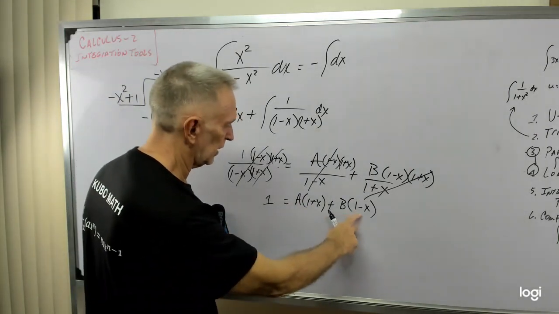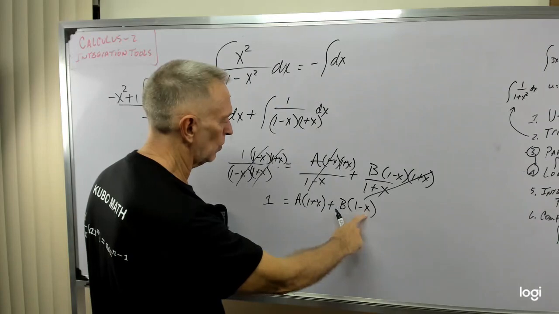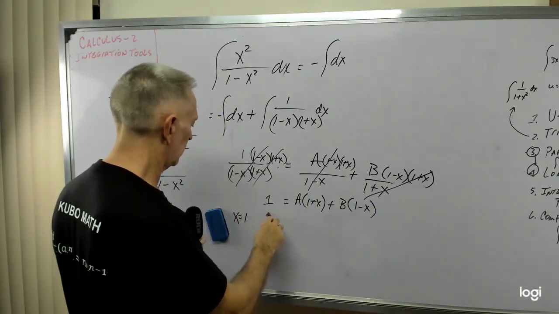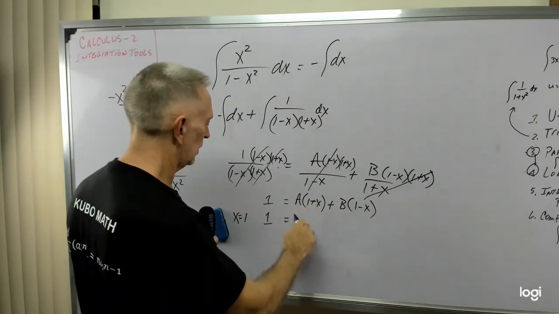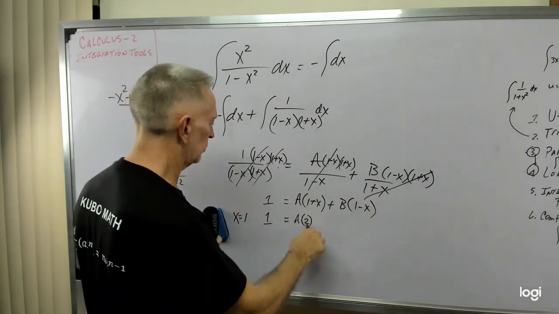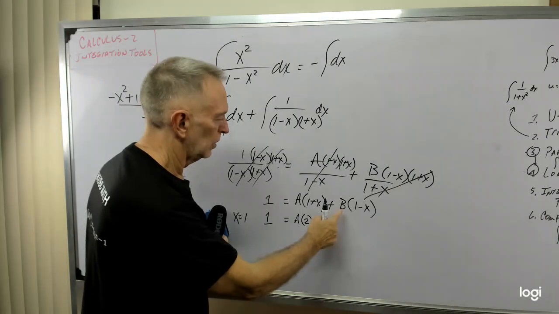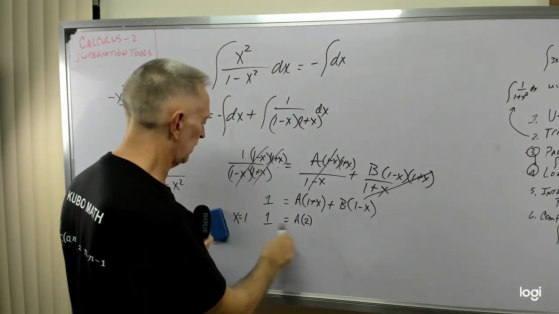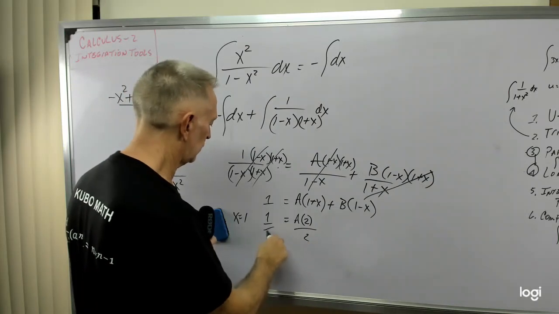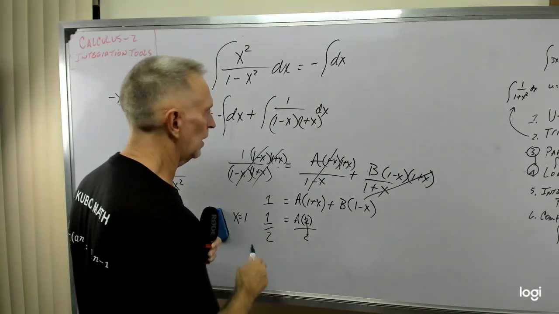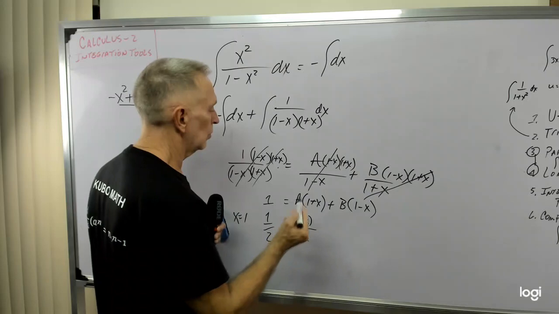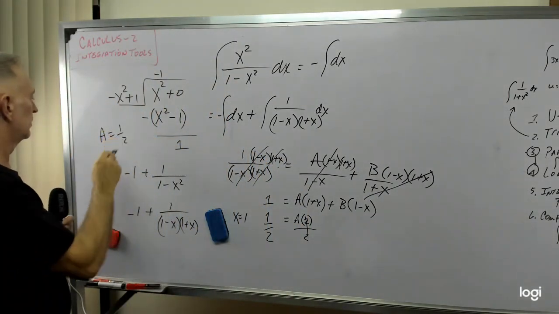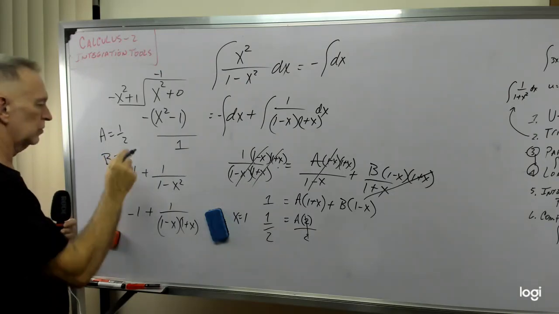So let's just say if x equals 1, this one cancels. So let's let x equal 1. So I have 1 equals a times 2, so 1 plus 1 is 2, and then 1 minus 1 is 0, so this term is gone. So if I divide both sides by 2, a equals 1/2. So I'm just going to write a equals 1/2 right here. And now b equals what?